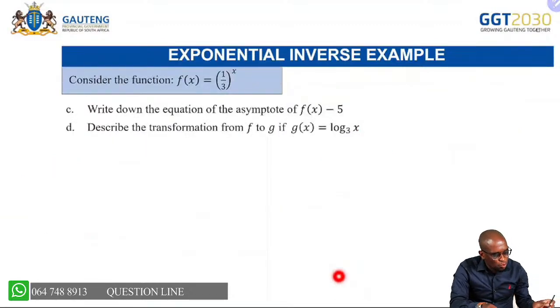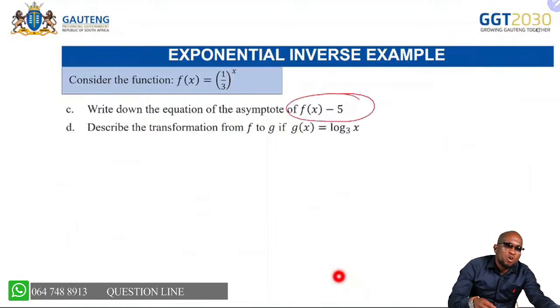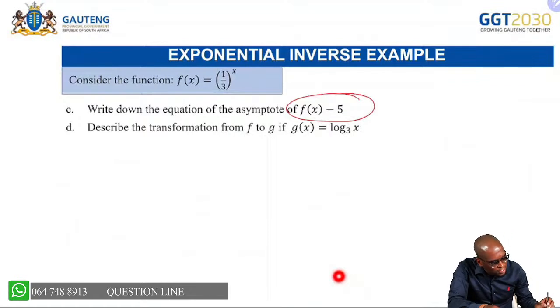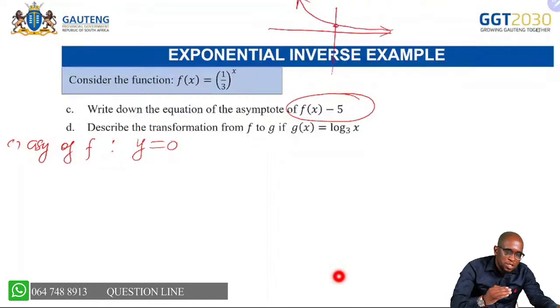Now write down the equation of the asymptote of f of x minus 5. Now you can see that they've transformed this graph, they've moved it 5 units down. So what was the asymptote of f? The asymptote of f was y equals 0. The original function had an asymptote y equals 0 because it couldn't touch the x axis.